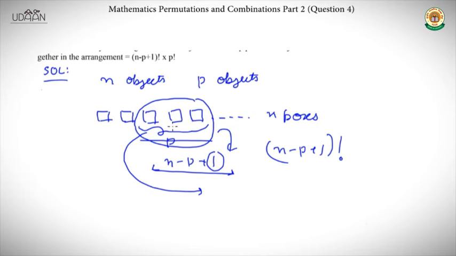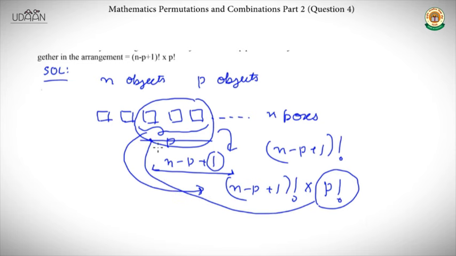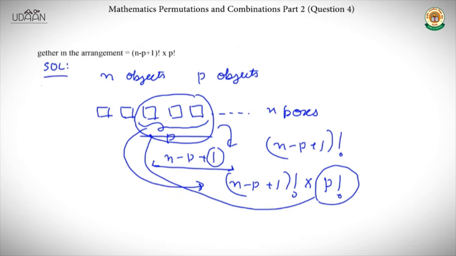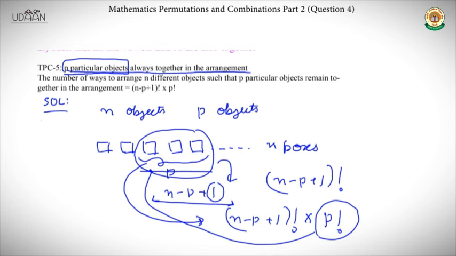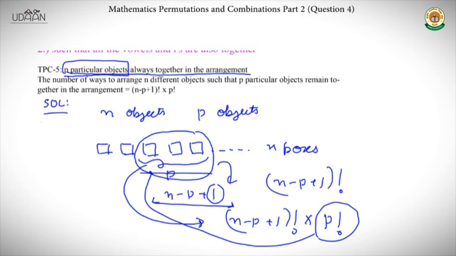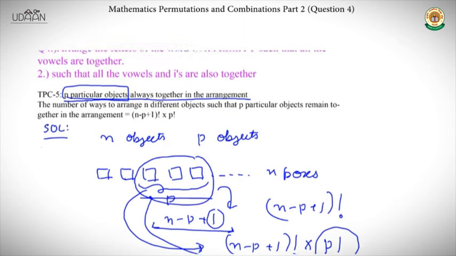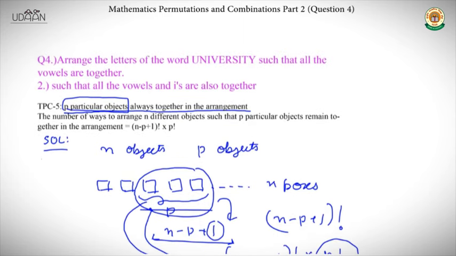The p objects inside the group are also different, so we have to consider the arrangement of these p objects also. So for the total number of ways, we have to multiply n minus p plus 1 factorial by p factorial, where this p factorial is basically the internal arrangement of this object, which can differ according to the p objects. So basically what we are doing is we are considering the p objects as a single object and we are arranging them, and then we move inside the box, that is we have to arrange the p objects also. So now we'll move to the question.